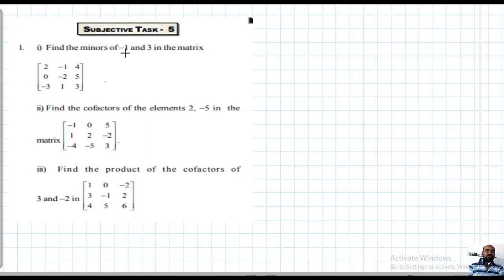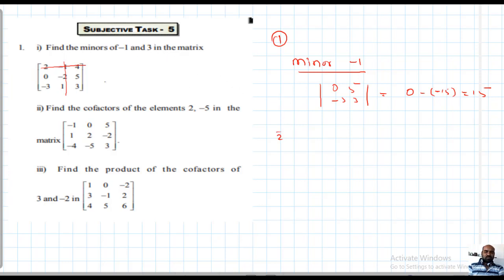Find the minor of minus 1 and 3 in the matrix. Minor of minus 1 we should find. The row containing that minus 1 and the column containing that minus 1 should be removed. So what we will get? 0, 5, minus 3, 3. The determinant of this is taken as the minor. 0 minus minus 15, that is 15, is the minor of minus 1. Similarly, you can find the minor of 3 also.